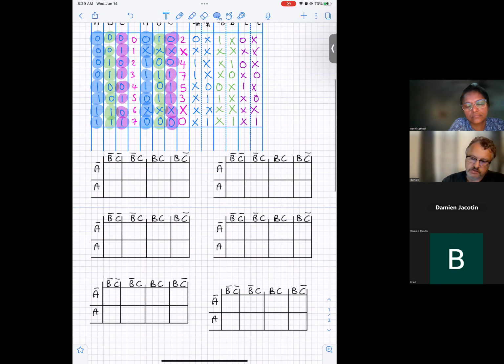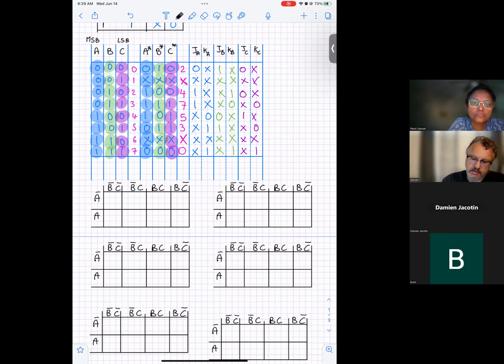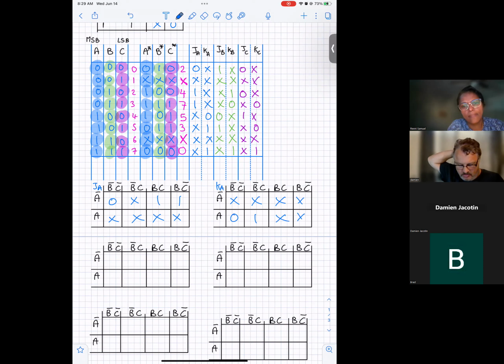Okay, so let's do JA and KA first. So I'm going to go with my blue. This is going to be my JA. This is going to be my KA. So J, what do we have? We have 0, don't care, 1, 1, don't care, don't care, don't care, don't care. My K would be don't care, don't care, don't care, don't care, 0, 1, don't care, don't care. So what would be the best grouping right here to take care of everything?